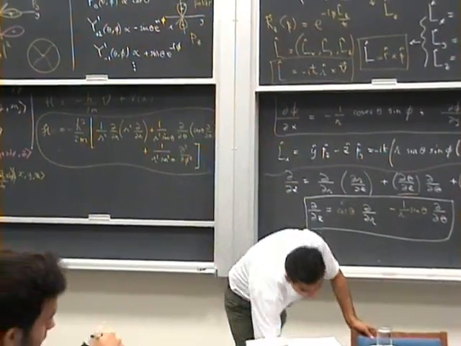Now this is my Lx in terms of the polar coordinates, and if I do the simplification, the result is quite simple. Lx turns out to be equal to iota h bar times sine of phi partial by partial theta plus cotangent of theta cosine of phi partial by partial phi. This is my Lx.